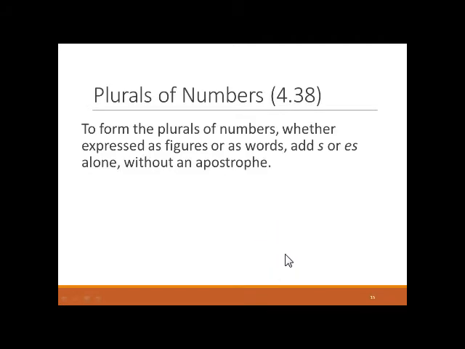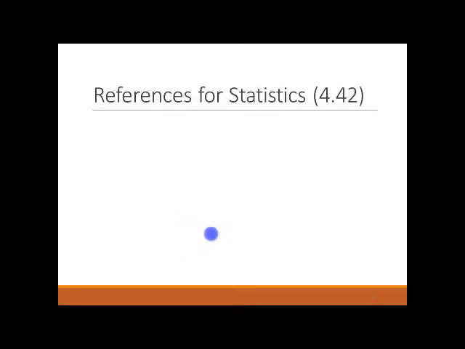What APA says in terms of forming plurals of numbers: you just add an S or an ES to the end without adding an apostrophe. So 4s and 6s, notice 1950s does not have an apostrophe S. 10s and 20s, no apostrophes. This might not be the same for other styles other than APA, but in APA this is what they say, so make sure you follow that if you're using those kinds of words in your writing.